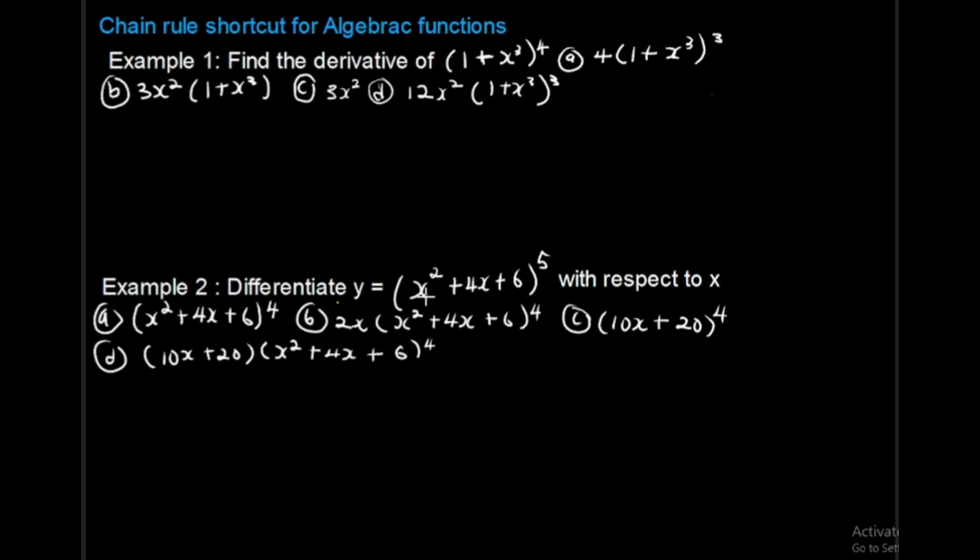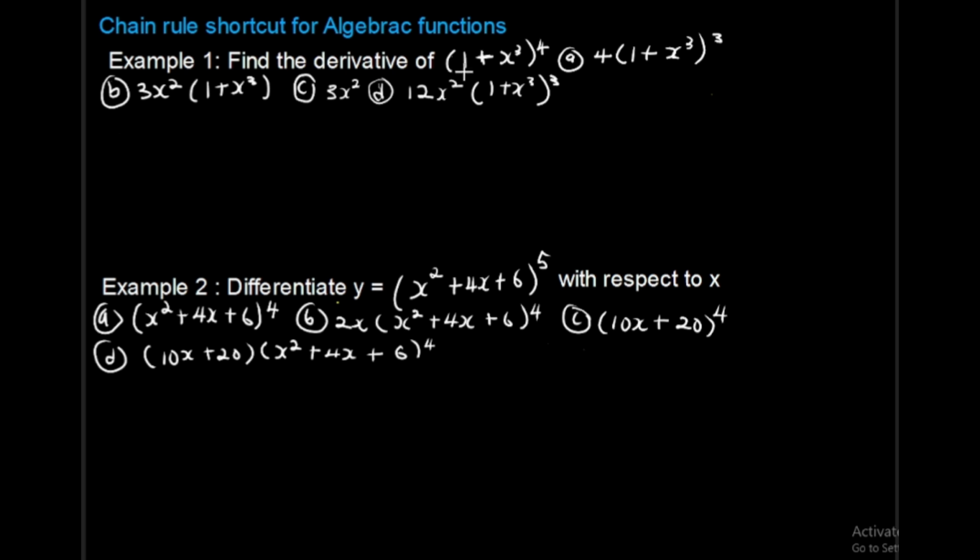The same thing here. We have x squared plus 4x plus 6 being the inner function, and then y equals x squared plus 4x plus 6 all raised to the power 5 being the main function. All right, so that is a chain rule problem. So how do we apply our shortcut here? It's very easy. All you need to do here is identify the inner function and differentiate it.